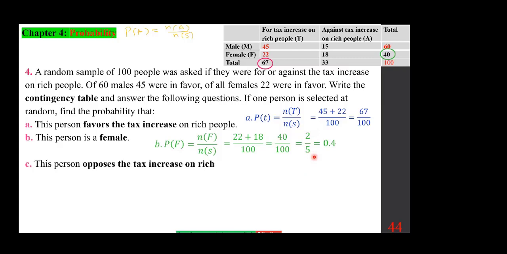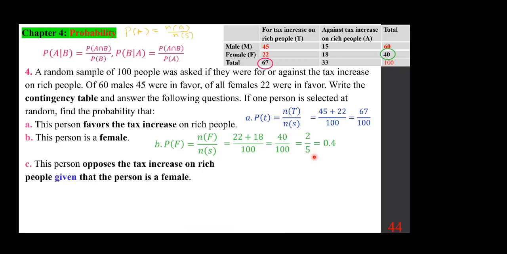This person opposes a tax increase on rich people, given that the person is a female. So the key word is the given, which makes it a conditional probability. By definition, probability of A given B is probability of A intersection B over probability of B. Probability of B given A is the probability of A intersection B over P of A. Now, this type of question can be done without going through the formula if you understand the concept. And here's what I want to explain.